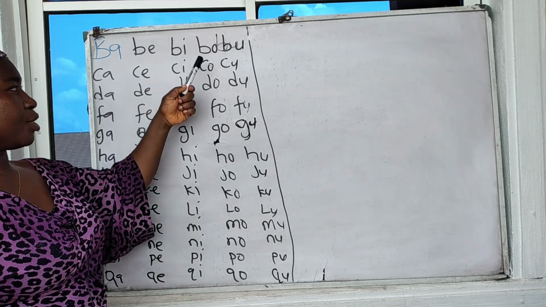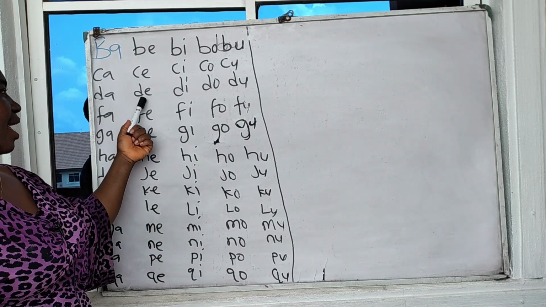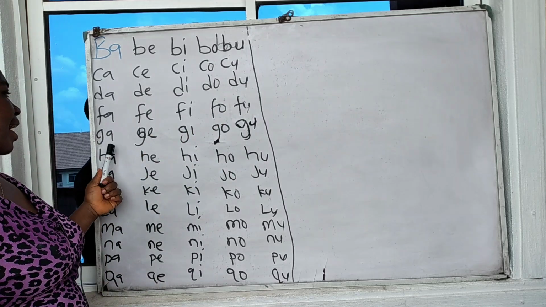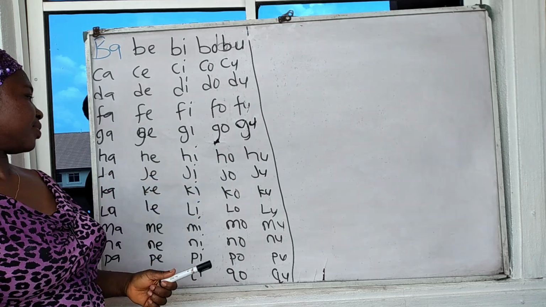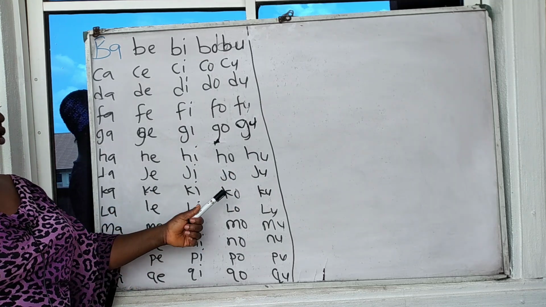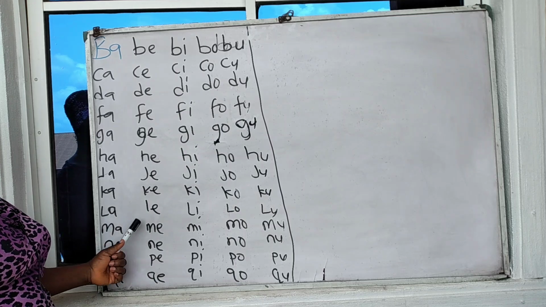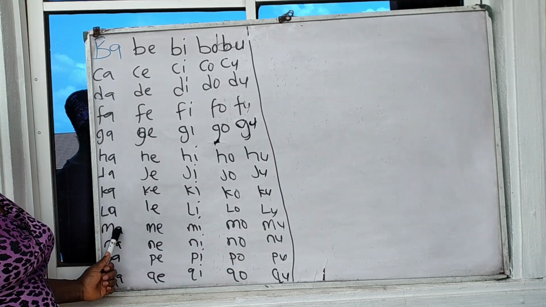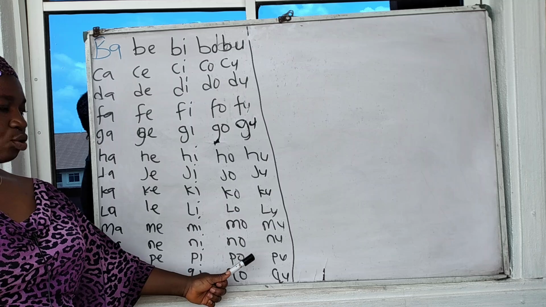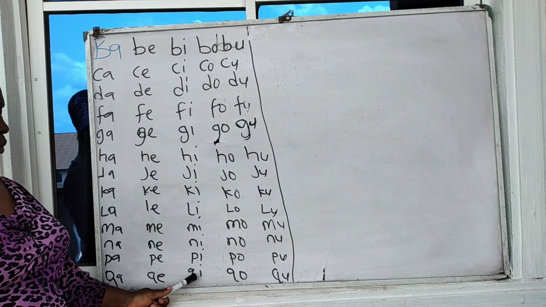ba, be, bi, bo, bu, ka, se, si, ko, ku, da, de, di, do, du, fa, fe, fi, fo, fu, ga, ge, gi, go, gu, ha, he, hi, ho, hu, ja, je, ji, jo, ju, ka, ke, ki, ko, ku, la, le, li, lo, lu, ma, me, mi, mo, mu, na, ne, ni, no, nu, pa, pe, pi, po, pu, kwa, hwe, hui, fo, fu.